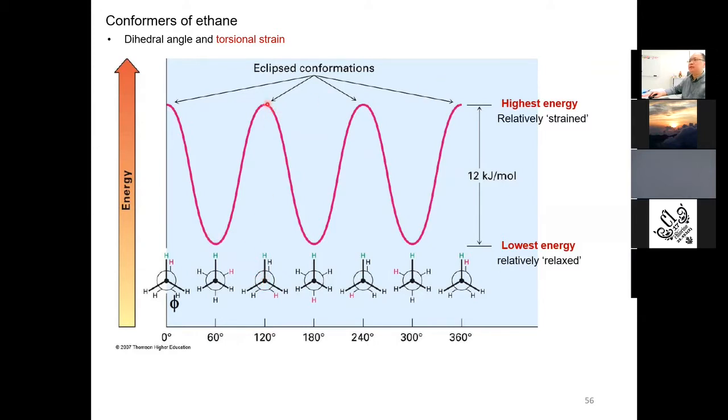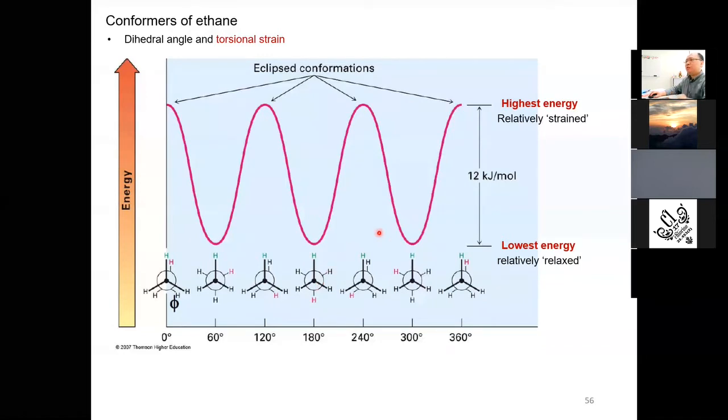So what we call here is that this very high energy level is relatively strained, because there is internal energy within this molecule. And if you have the staggered conformation, the energy is very low, okay? That's what we call relatively relaxed, because the strain is all gone. Every hydrogen is very comfortable with its position. So you can see the highest energy is 12 kilojoules per mole higher than the low energy, right?